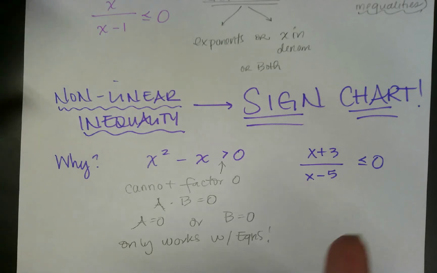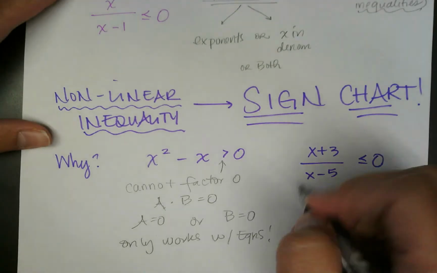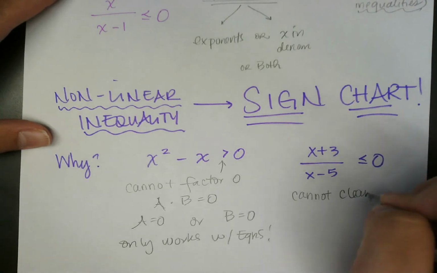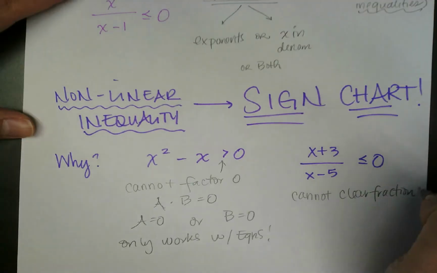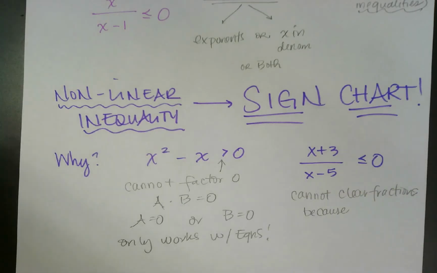Alright, why can't we solve this like normal? What if we have an x in the denominator? Okay, cannot clear fractions. So these are the two mistakes people make. Cannot clear fractions, like we did on Monday. Oh, multiply both sides by the LCD. No, you cannot do that. Because, and there's other deeper meanings to this, but this is the easiest way to remember why not.